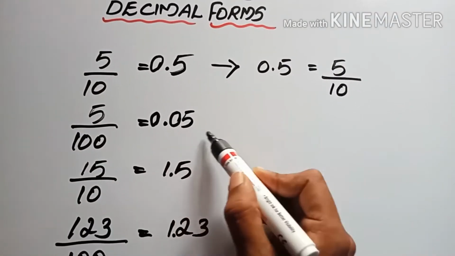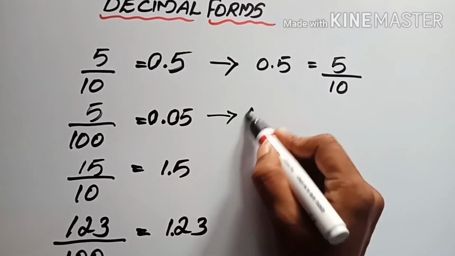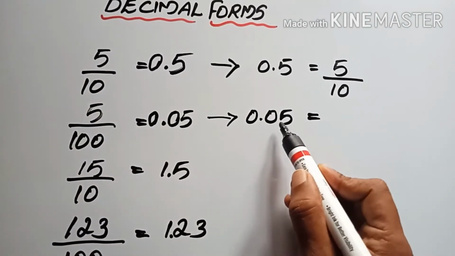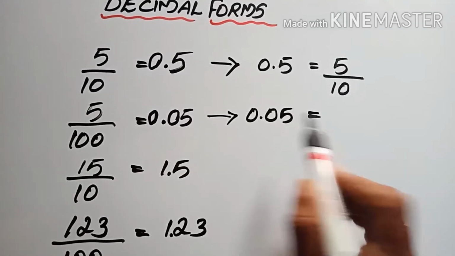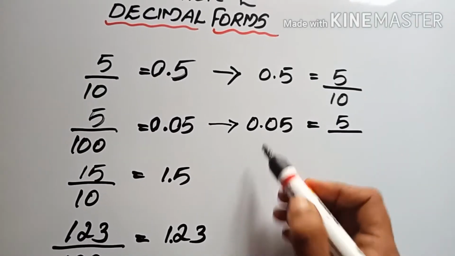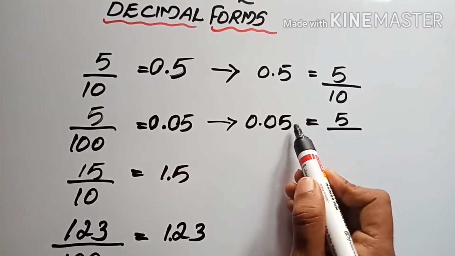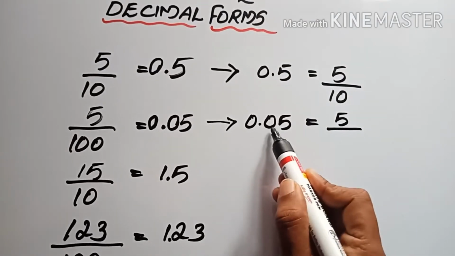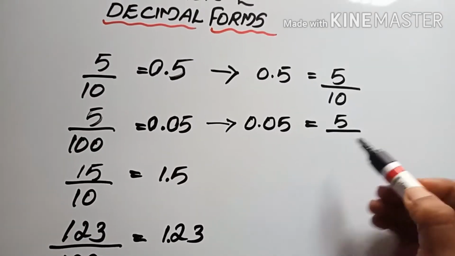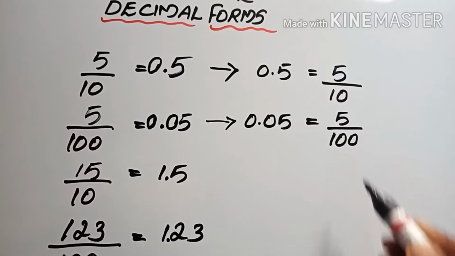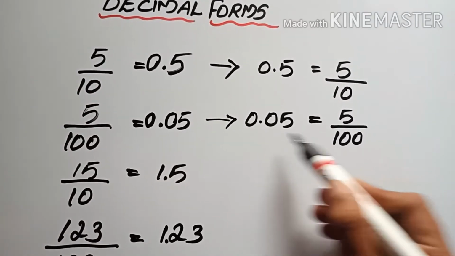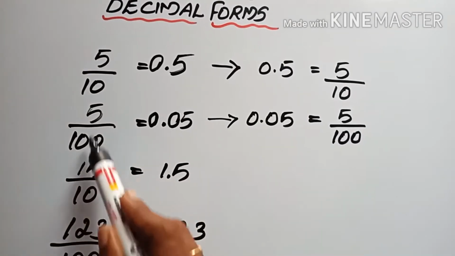Let's consider this example. Here it is 0.05. Here also the first 0 no need to consider, so just write the number 5 first. Then after the point, how many numbers? After the point you can see first number, second number. So total 2 numbers here. 2 numbers means 1 along with 2 zeros, that is 100. So 5 by 100 is the fraction form of 0.05. You can check here: 5 by 100.